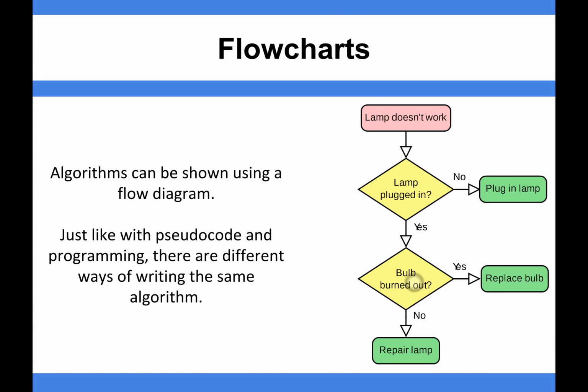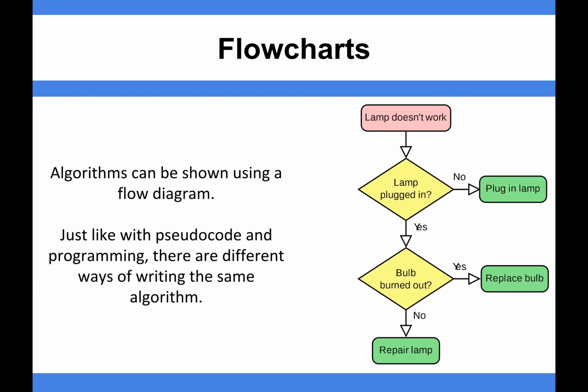It says, is the bulb burned out? Yes, replace the bulb. No, repair lamp. So it's a simple flowchart for doing two preliminary checks on a lamp that doesn't work. I know that's a random one to look at, but with any flowchart, it doesn't matter. It's just about if you can follow the logic of what's going on. That's the whole idea of it. So it's a way of writing out an algorithm.